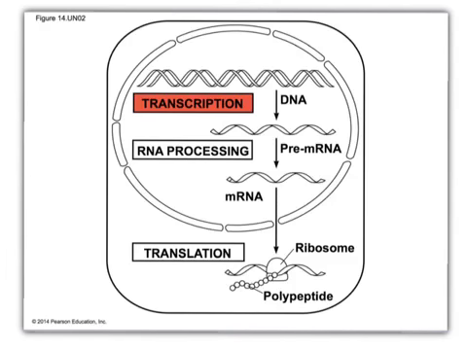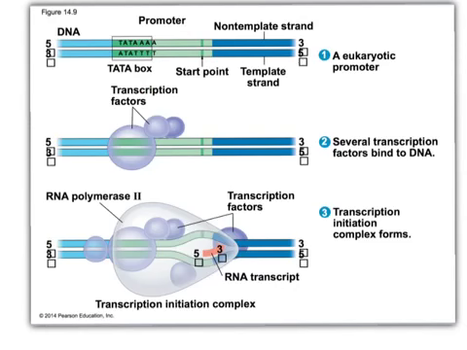Here's your TATA box. So you have TATA, TAA, whatever it might be, upstream of the start point. And then you have your template strand. That's a eukaryotic promoter. Certain transcription factors, whatever they might be, there are thousands, on the order of 10 to 20,000 different transcription factors.